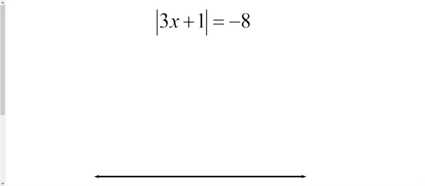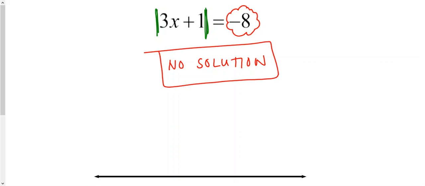All right, we're going to do another example. So here, the absolute value bars are all by themselves. Perfect. I don't have to do anything, except now I have to check: does the absolute value sign equal a positive number? No, this one equals a negative 8. So since it equals a negative number, we would say no solution. And you don't have to graph it. But again, this works because the absolute value bars are by themselves, and it still equals a negative number. So no solution.